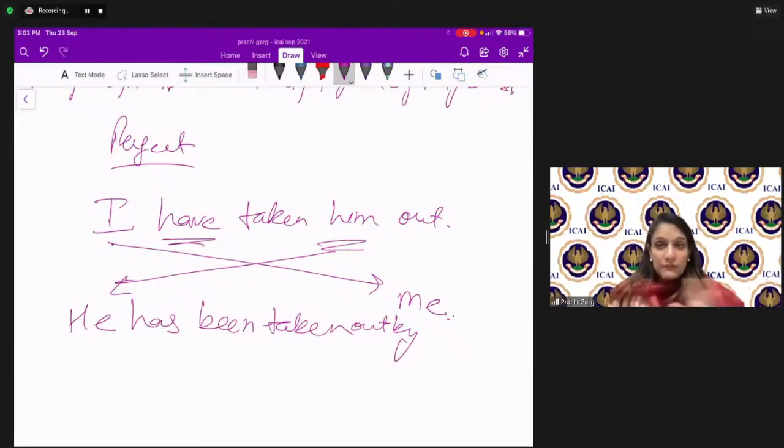Clear? Have you understood the placing of the things? Yes, right? Okay, next is the past tense.